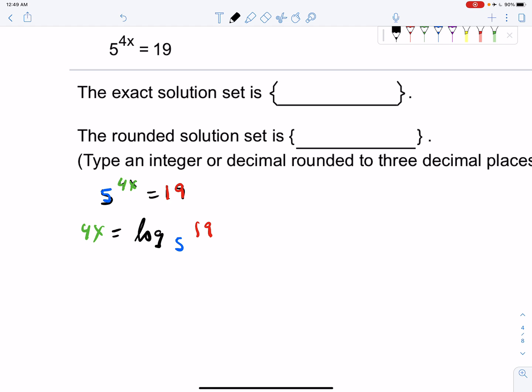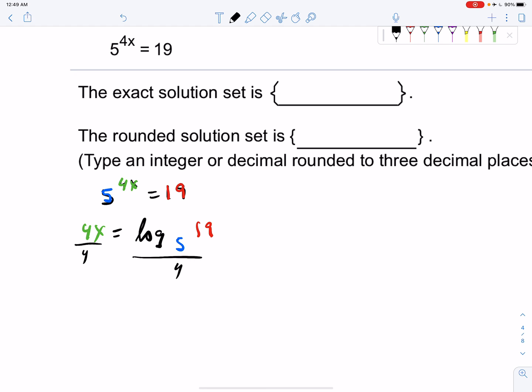Okay, so that's not too bad. We just have to solve for x, so we're going to divide both sides by 4. And there is your answer. Usually we write the answer, instead of divide by 4, multiply it by a quarter, so it's just cleaner. But they both mean the same thing, so it's 1/4 log base 5 of 19.